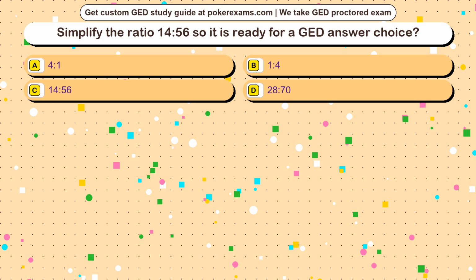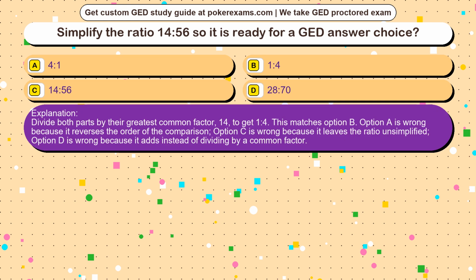The correct answer is option B. Divide both parts by their greatest common factor, 14, to get 1:4. This matches option B. Option A is wrong because it reverses the order of the comparison. Option C is wrong because it leaves the ratio unsimplified. Option D is wrong because it adds instead of dividing by a common factor.